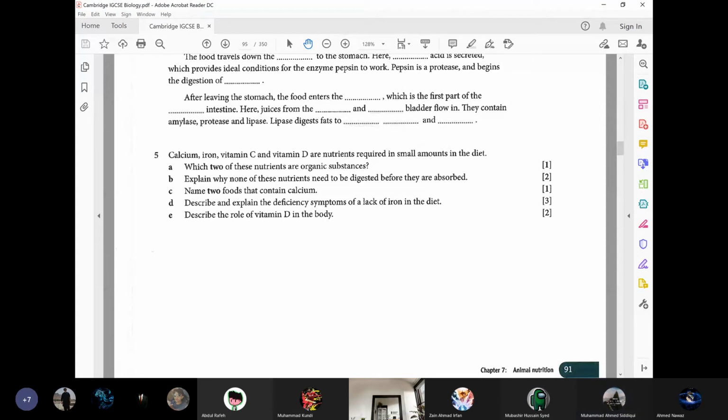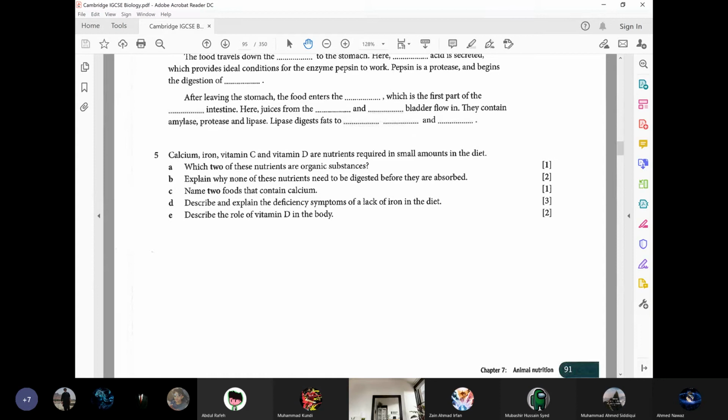If a compound has carbon and hydrogen both in it, like glucose, C6H12O6, there is carbon and hydrogen both present. So what is this glucose? Also an organic compound, right? But carbon dioxide has no hydrogen. It does have carbon, but it does not have hydrogen in it, so it is an inorganic compound. Now, calcium, iron, vitamin C, vitamin D: calcium and iron do not contain carbon and hydrogen. They are just the elements. Got it?